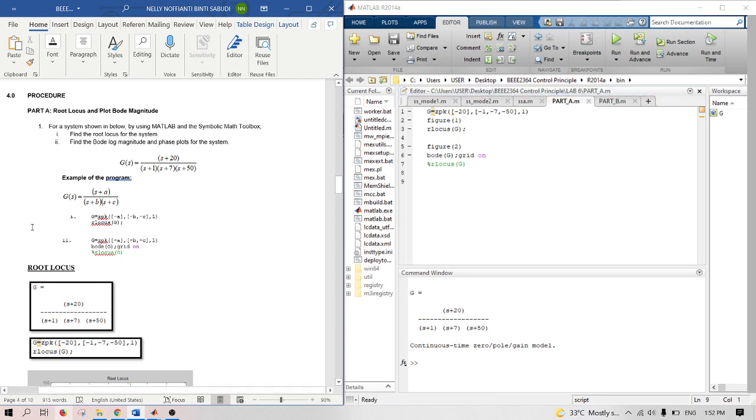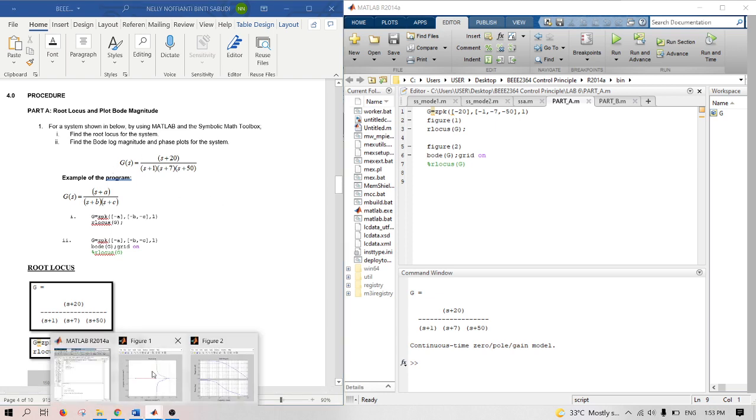I write my coding based on the question. Actually, you can write your coding separately for root locus and plot Bode magnitude. But as for me, I combine my coding and use figure 1 and figure 2 so that my graphs will appear at the same time. Okay, so I already ran my coding. As for the output, it will be the same as the transfer function given. You can check whether the transfer function you insert here is correct or not by looking at the output. Compare your output here with the given transfer function in the question.